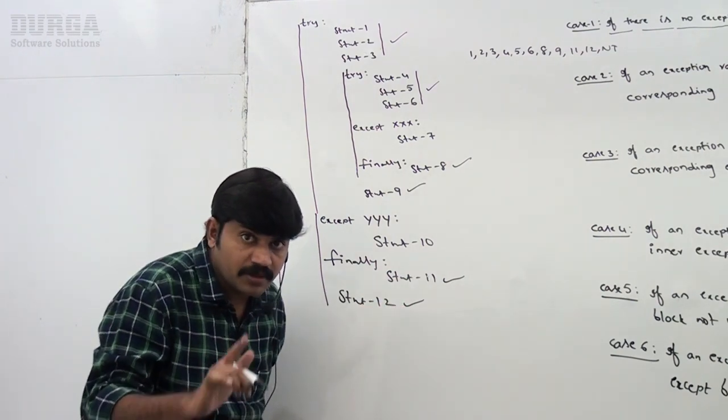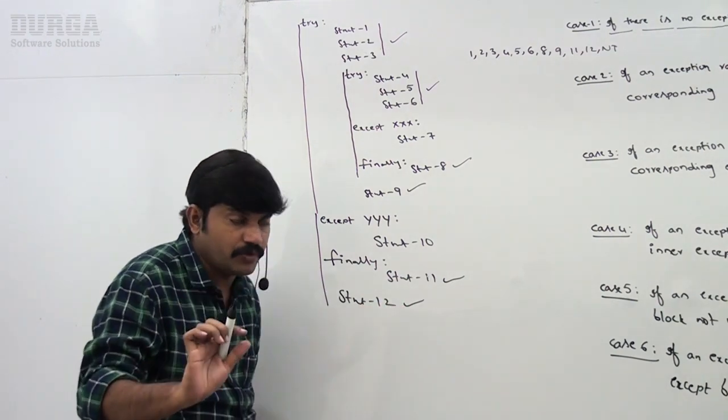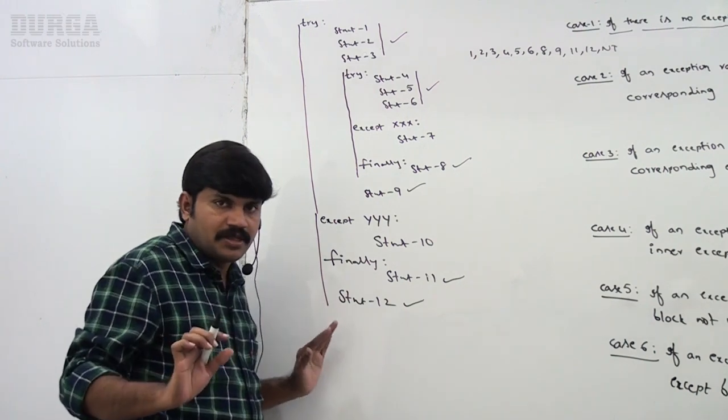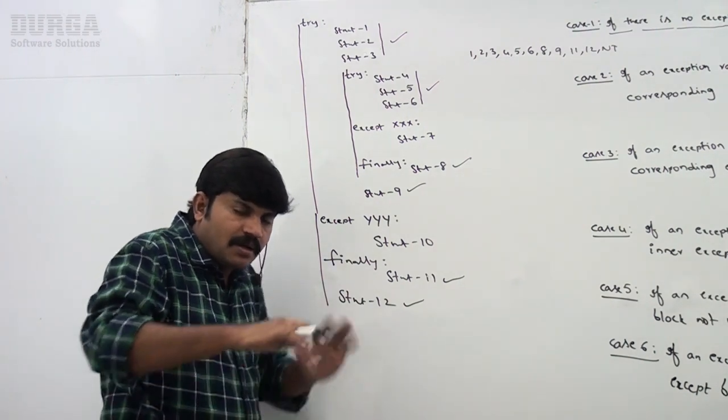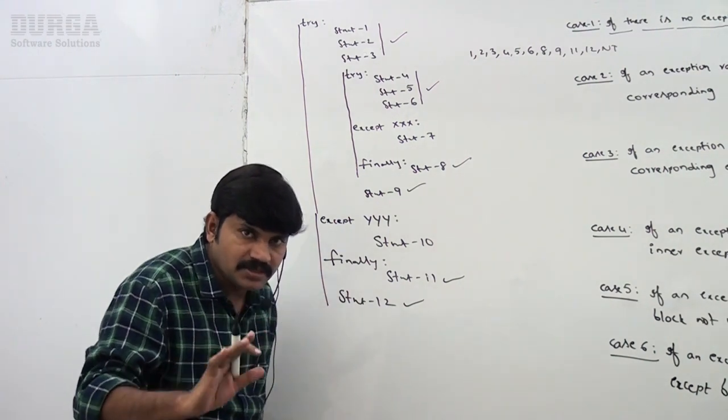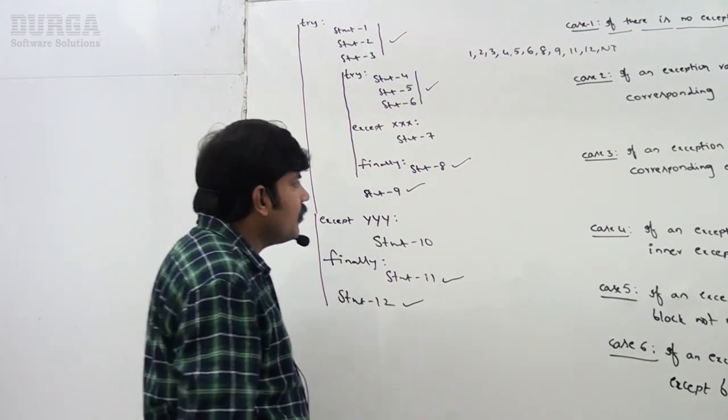Any doubt about this one? Clear for all of you, right? Case 1: if there is no exception, except blocks are skipped and all the remaining lines will be executed. Now the second one.